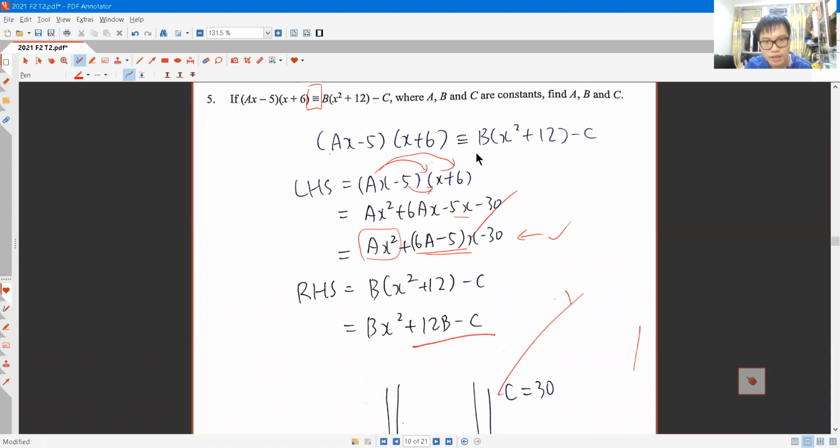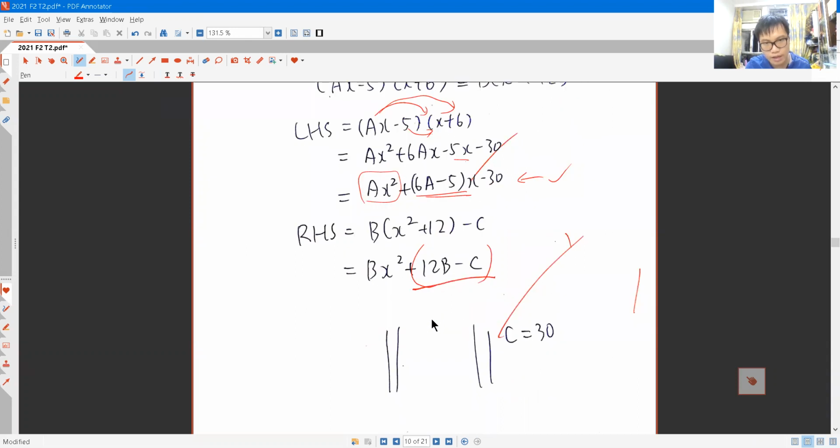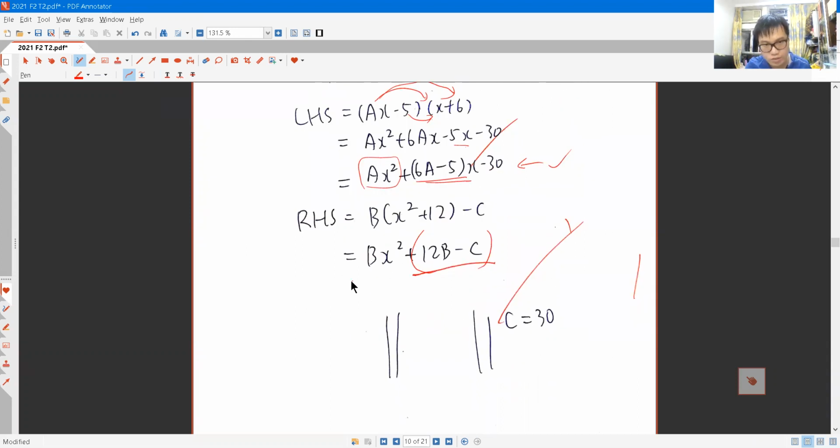This one, expand this: bx squared, and then 12b, and then minus c. You see, these two terms have no x. So how can we change it? We can write one more step: bx squared plus bcx plus 12b minus c. So what can we get?